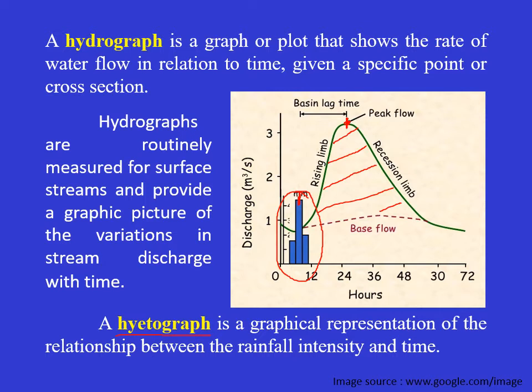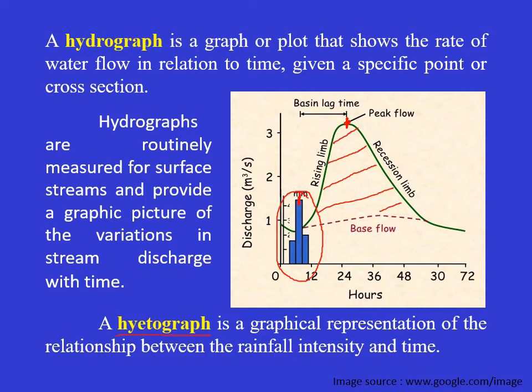So that requires some amount of time during which there will be normal flow. When the rainwater gathers into the channels, then the hydrograph starts increasing, and after some time it shows peak flow. After the peak flow, after some time the flow starts decreasing. That is indicated by the recession limb.